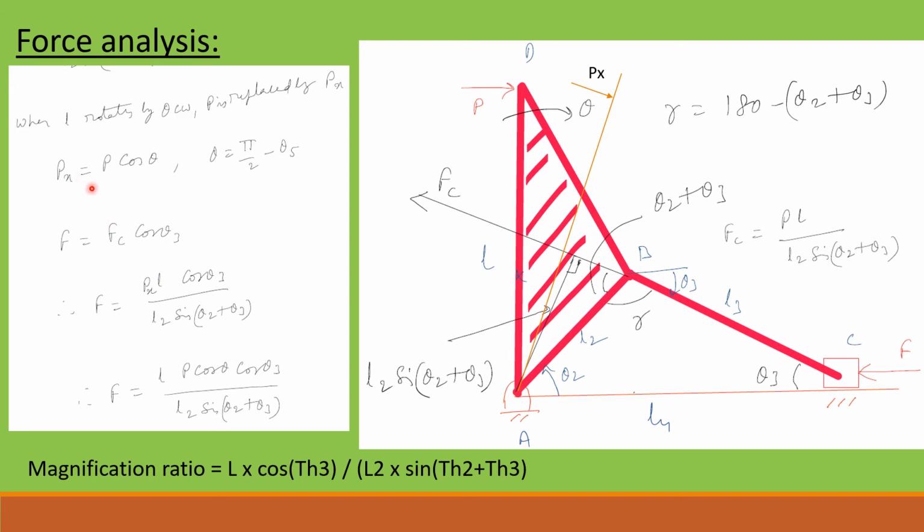So let us substitute Px and F in the previous equation for Fc. So we get F equal to Px L cos theta 3 divided by L2 sine(theta 2 plus theta 3). That can be simplified as F equal to L P cos theta 3 divided by L2 sine(theta 2 plus theta 3). Here the term L cos theta 3 divided by L2 sine(theta 2 plus theta 3) is the magnification ratio, which is also called the lever ratio.